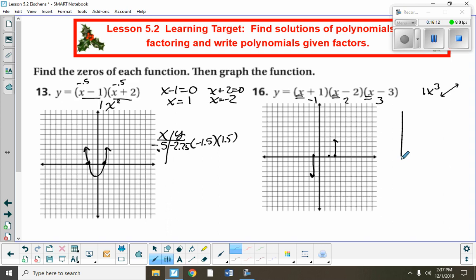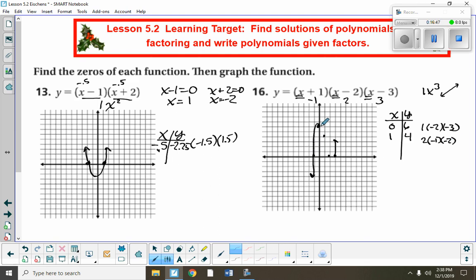And now we will make an XY chart and just plug in the values between. So we'll plug in 0, 1. Let's see, so if we plug in 0, we would have 1 times a minus 2 times a minus 3. That gives us 6. And if we plug in 1, we would have 2 times a minus 1 times a minus 2. That would be 2 times 2 is 4. That'd be a positive 4.